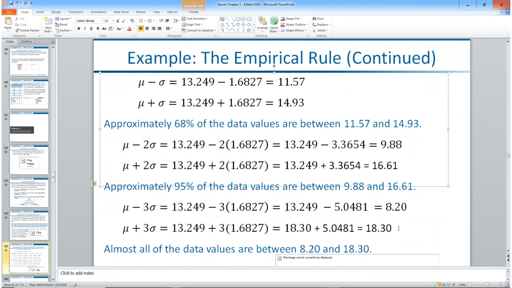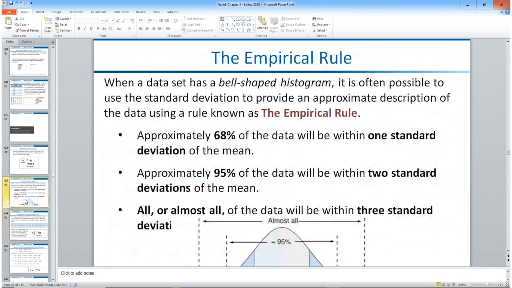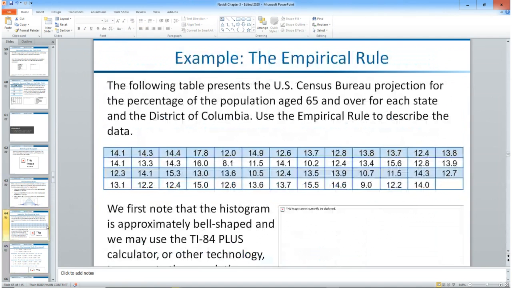And then adding the 5.0481 gives you 18.3. There was nothing higher than 18.3. There was only one value lower than 18.2. It was the 8.1, which was Alaska. So 50 out of 51 are within, or almost all. And you can do that calculation. I think it was 98%.